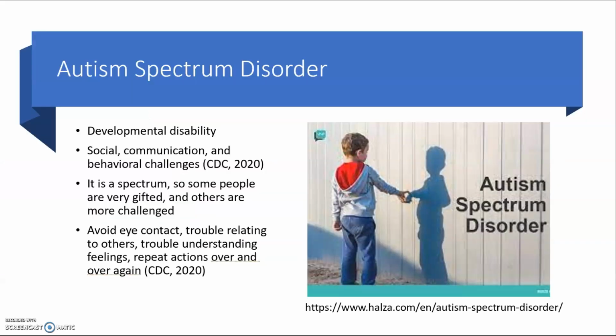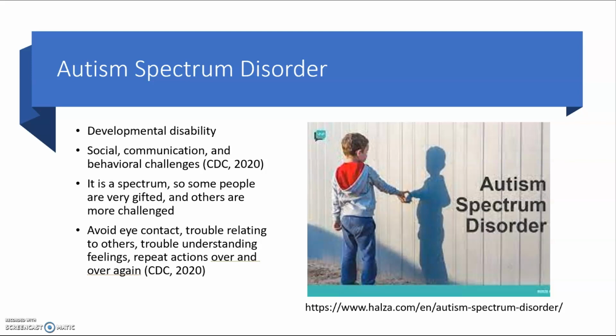So, autism spectrum disorder is a developmental disability, and people who have autism usually have social, communication, and behavioral challenges. So it is a spectrum. Some people may be very gifted, as in, Steve Jobs could have been on the spectrum, or maybe some other people who have done some pretty incredible things with technology or other things in the world may have been a little bit autistic, and then there's others who may be nonverbal or more challenged.